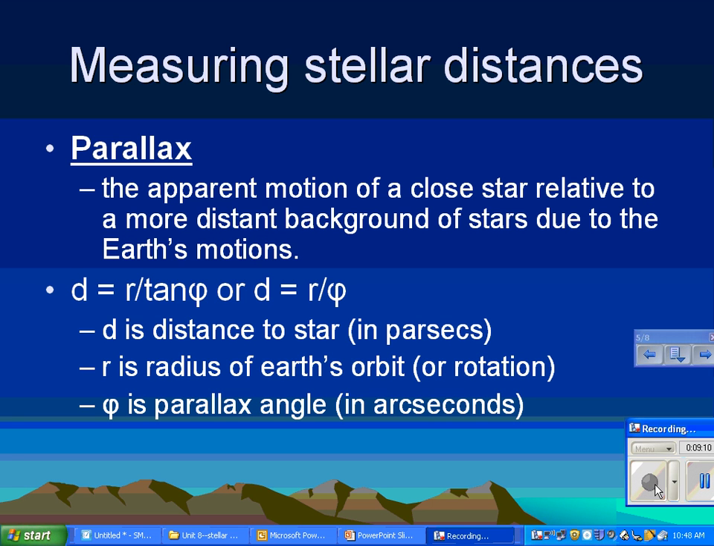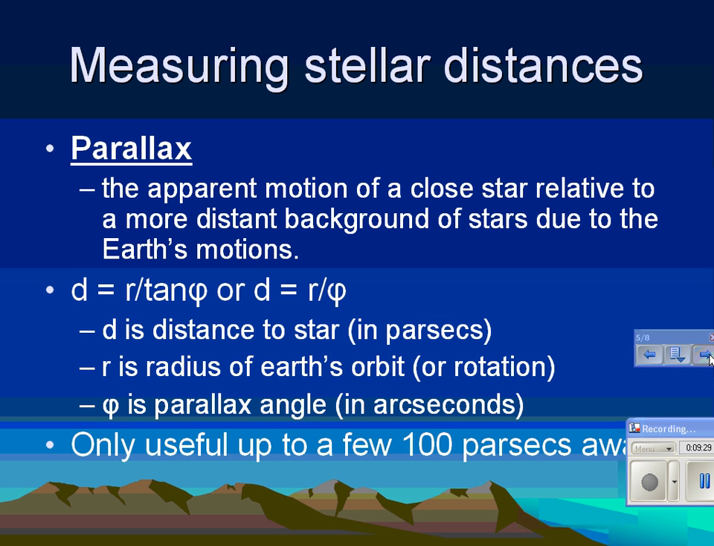If you use an angle in arc seconds and you use astronomical units for this r here, so you put 1 up there, you will get the distance in parsecs. That's why we use parsecs. Kind of nice. Makes our math super easy. All right? So let's look at that more specifically and talk about parsecs.